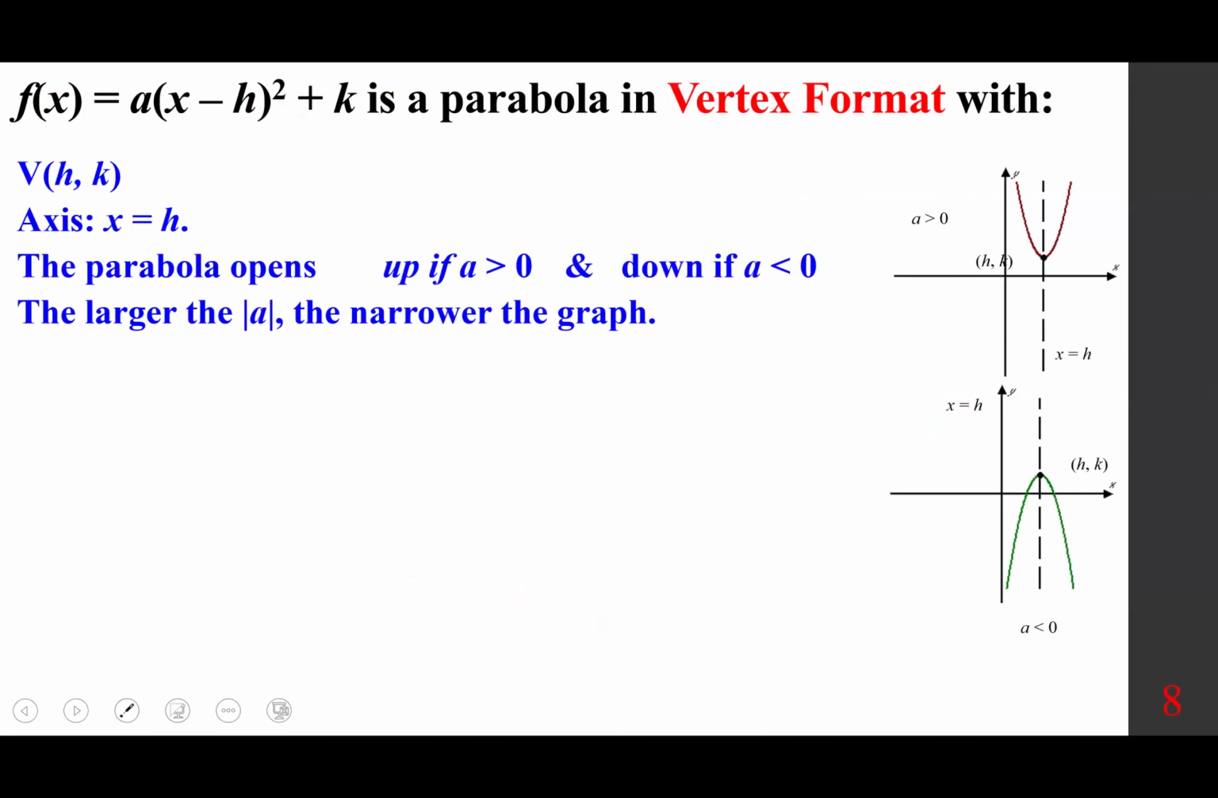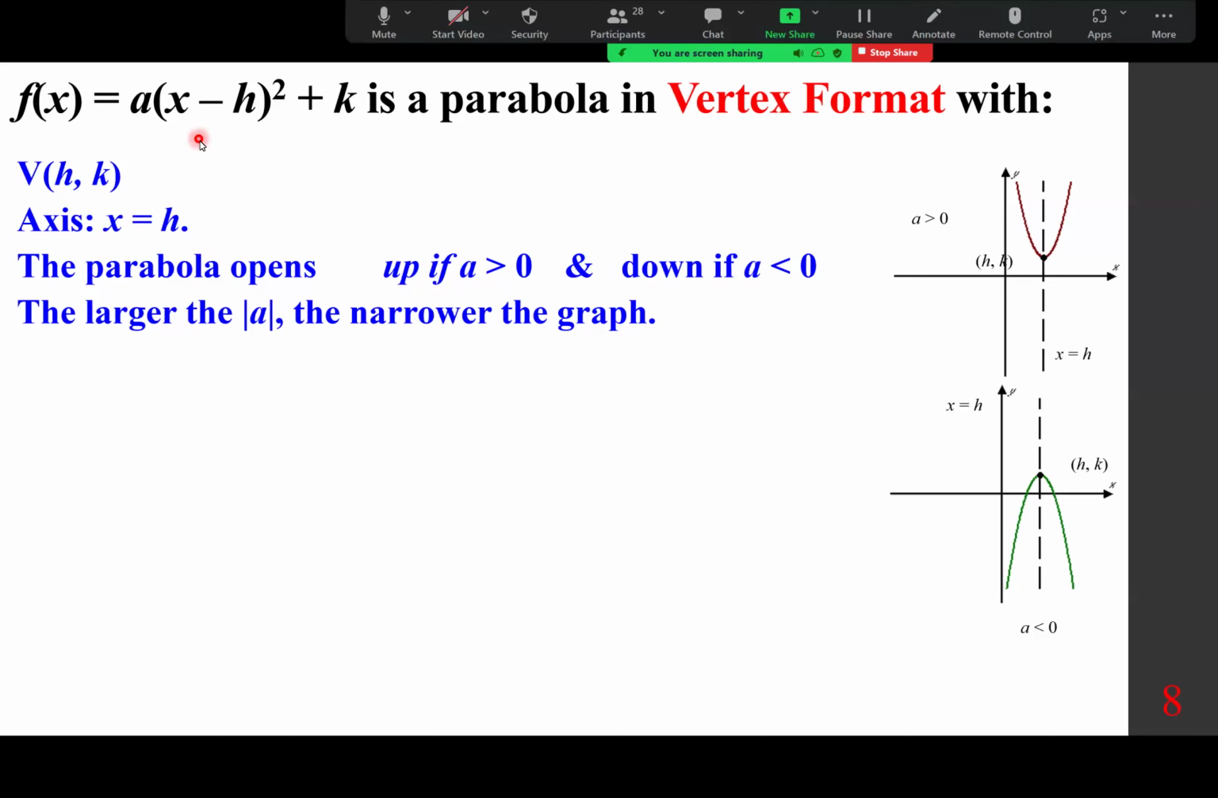Here's the vertex format. Sometimes they call this one standard form, but it's better to call it vertex format, because in some texts, ax squared plus bx plus c is called standard form. So f of x is a times x minus h quantity squared plus k, a parabola in vertex format with the vertex located at h, k. Axis of symmetry, x equals h. The parabola opens up if a is positive and down if it's negative. The larger the absolute value of a, the narrower the graph.